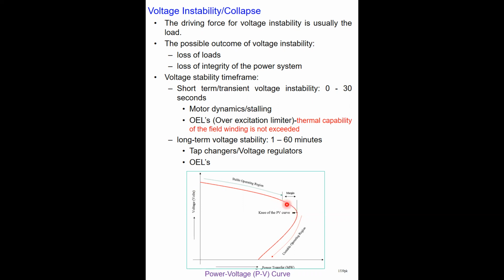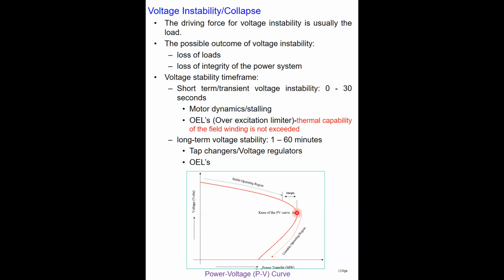The drop in the voltage is much more. The slope of the line is much steeper here, and this is the margin. But if you load beyond this point, which we call the nose point or the knee point of the PV curve, loading beyond this point will result in a voltage drop, and that is the unstable operating region for the system.